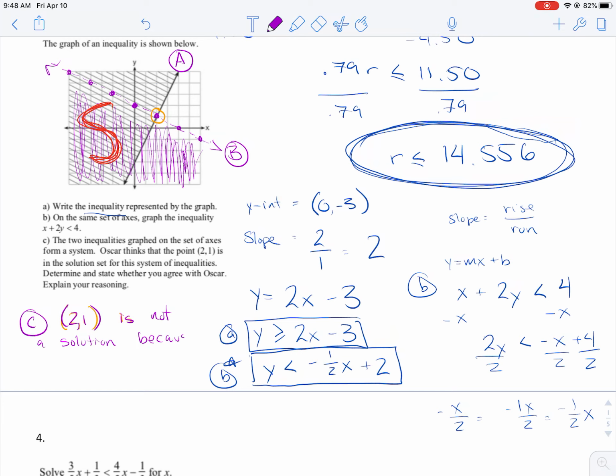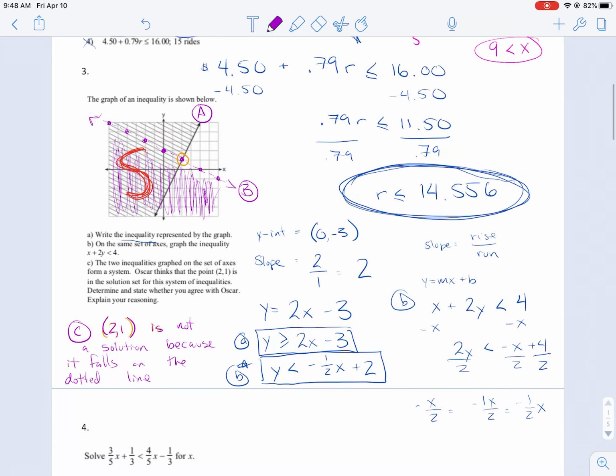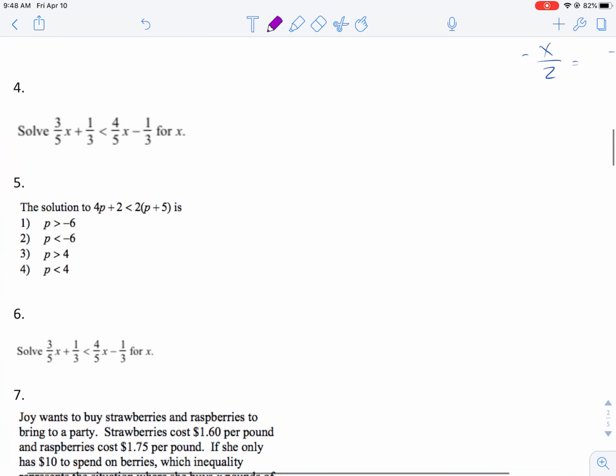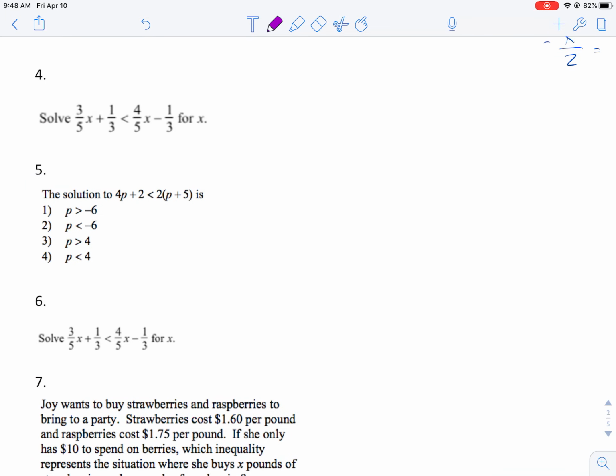So therefore, (2, 1) is, well, let me get a different pen here. (2, 1) is not a solution because it falls on the dotted line. Okay? So (2, 1) is not a solution because it falls on the dotted line. So that is number 3.